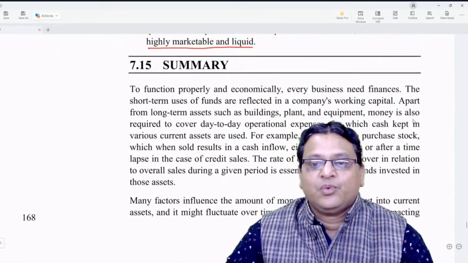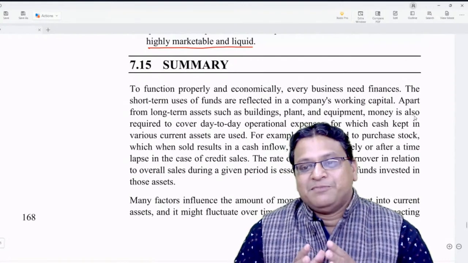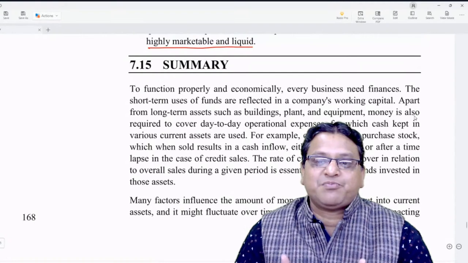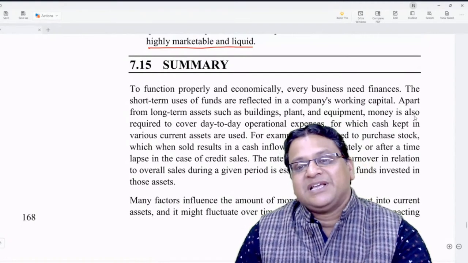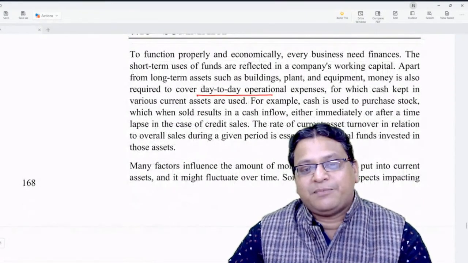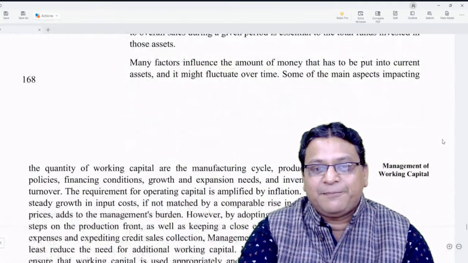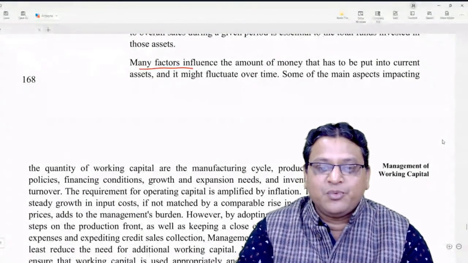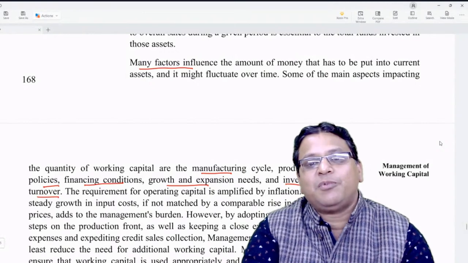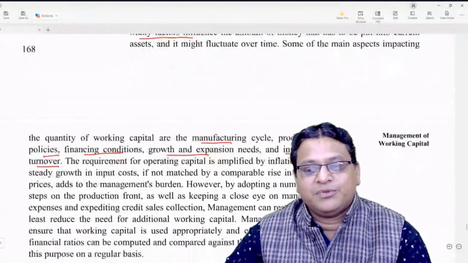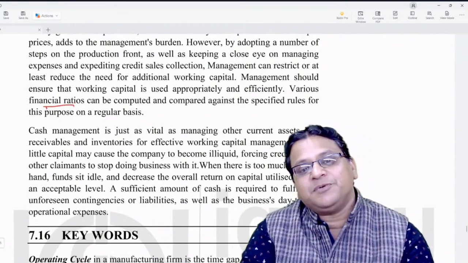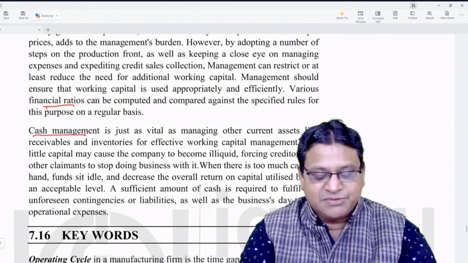So in our class today, we have discussed the concept of working capital. A business requires two types of funds for managing the business: one is funds for setting up the business, another is funds for running the business. The funds for running the business are known as working capital. So working capital is the capital required for day-to-day operations of the business. Next, we have discussed many factors which influence the working capital decisions of the business, one by one, like manufacturing cycle, production policy, financing condition, growth and expansion needs, and inventory turnover. These are some of the factors which influence the working capital requirement of the business. Next, we have discussed different ratios which indicate the efficiency of management of working capital. At last, we have discussed the concept of cash management in business.